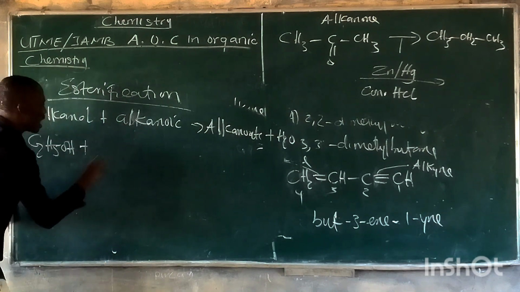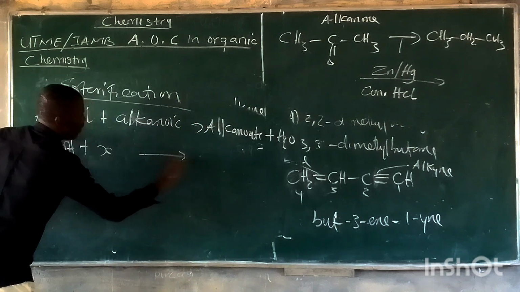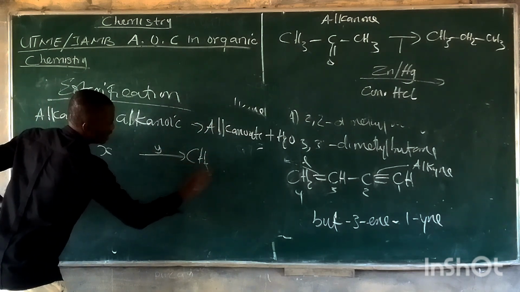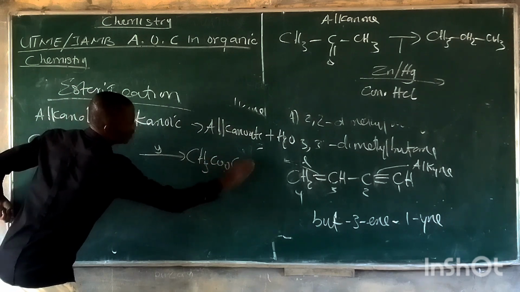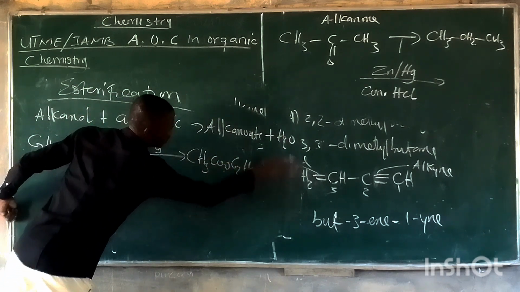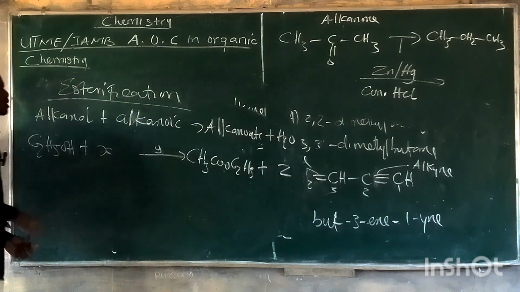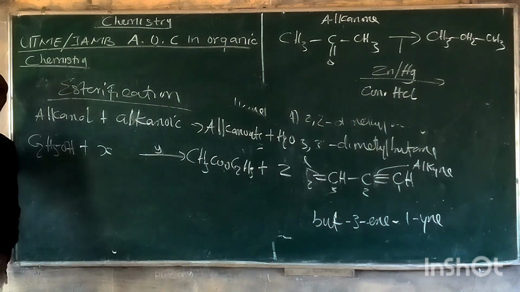C2H5OH. Now, I want to take this away. And then, I want to also take this away. And then, I want to give you the reaction: CH3COOC2H5 plus, I want to also take this away, X, Y, Z. So, what is X? What is Y? What is Z? So, that's how the question will look like.